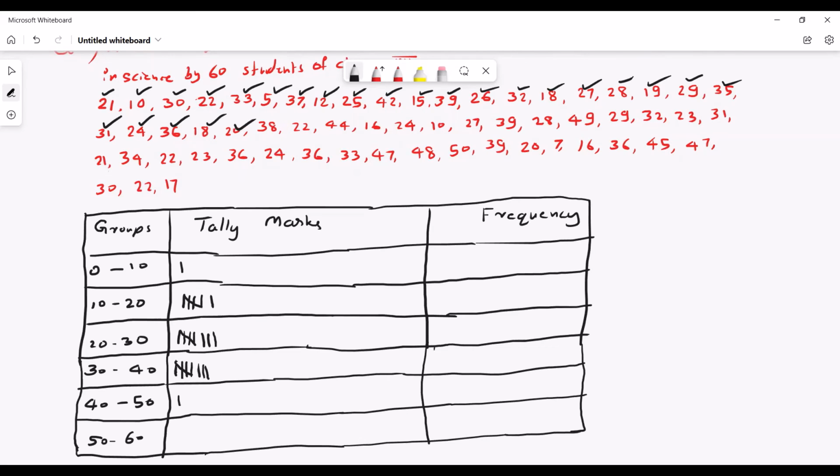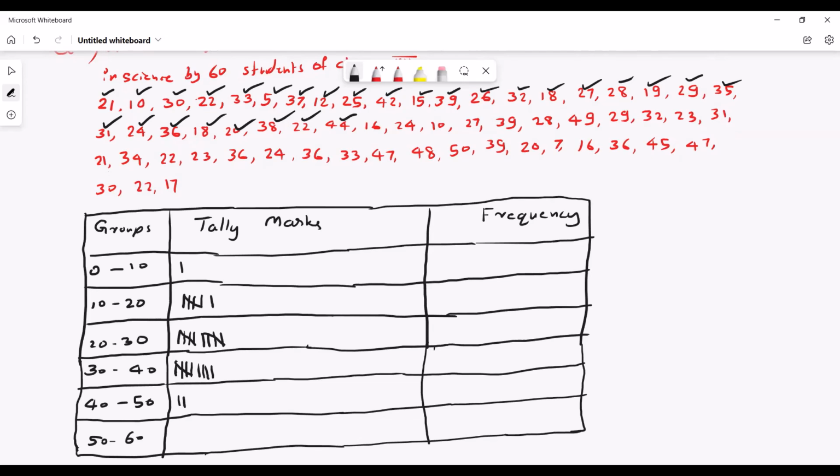Next is 20. 20 will come in that higher class, so it will come here only. And next is 38. So 38 will be coming in 30 to 40. Next is 22. 22 will come in 20 to 30. There are already 4 tally marks there, so the fifth one will be a cross. Next one is 44. 44 will lie in the 40 to 50 range.